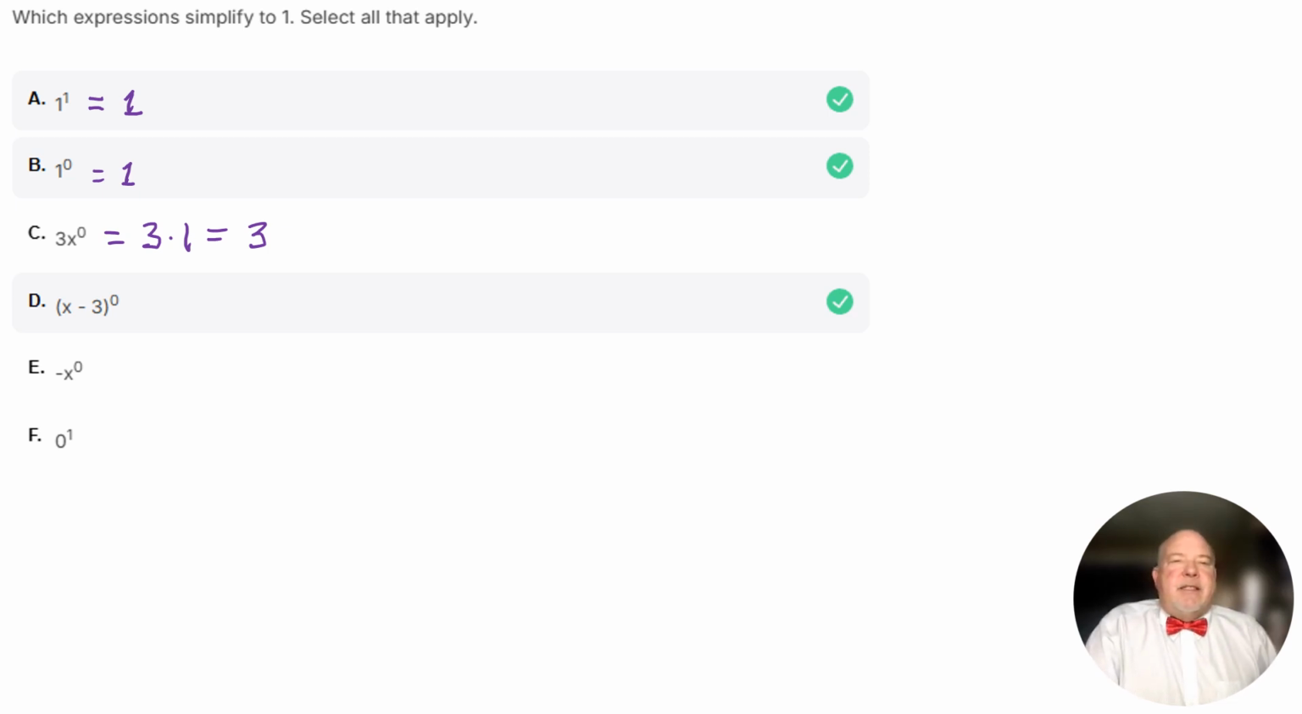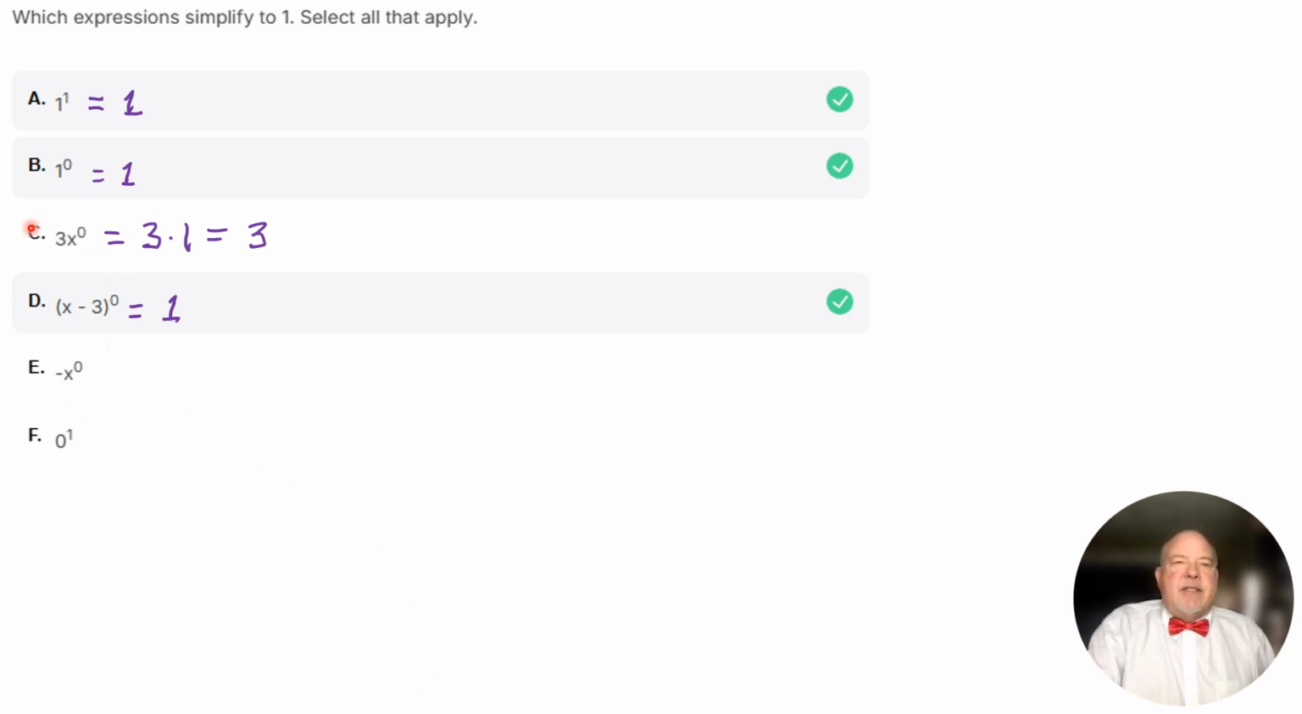The difference in D here, you've got parentheses. And so that means everything in the parentheses is being raised to the 0th power. So the whole thing is raised to the 0th power. Anything raised to the 0th power is equal to 1. So that one's 1.